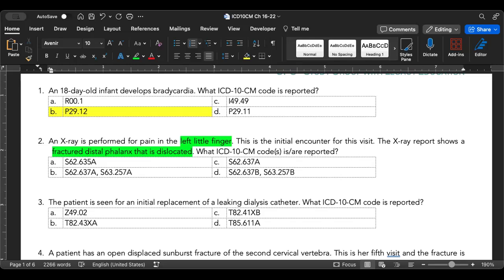Okay. So we have S62.637, and then we need to go back to the beginning of our S62 category to find our seventh character. What is our seventh character for this scenario? A. Yep, because we have an initial encounter for a closed fracture. Okay. Any questions on the left little finger fracture of the distal phalanx that is dislocated? Okay.